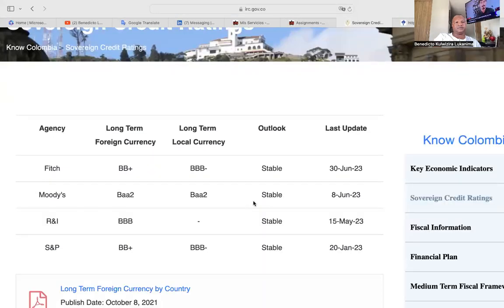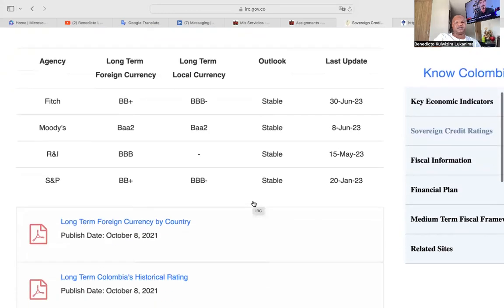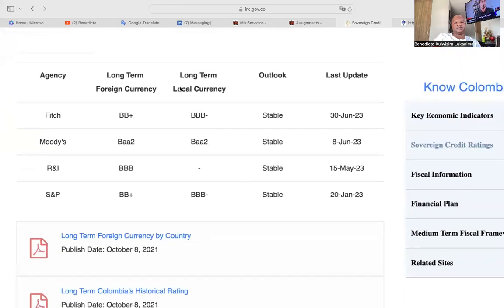And this is from IRC, Investors Relations Colombia. It has summarized ratings from different sources, and the most current was June 2023 by Fitch and Moody's, and before that we had S&P in January 2023. So we can compare these different sources to determine which one to use, and that is what I have in my Excel summary.